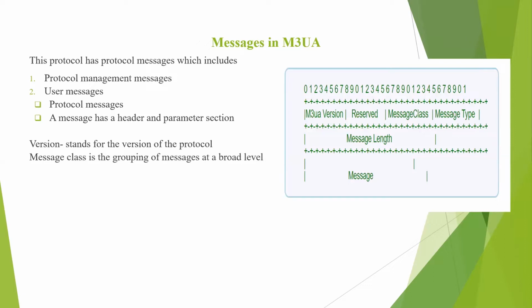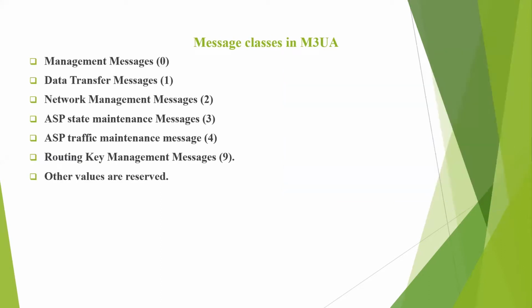Now we can briefly check on M3UA messages. We have protocol messages and user messages. Basically, as you can see here, we have the versioning, and all the elements that are in the M3UA message. So we have the version, the reserved, the message class, message type. We have things like network appearance, routing key, and the protocol data. We'll see them as we go on.